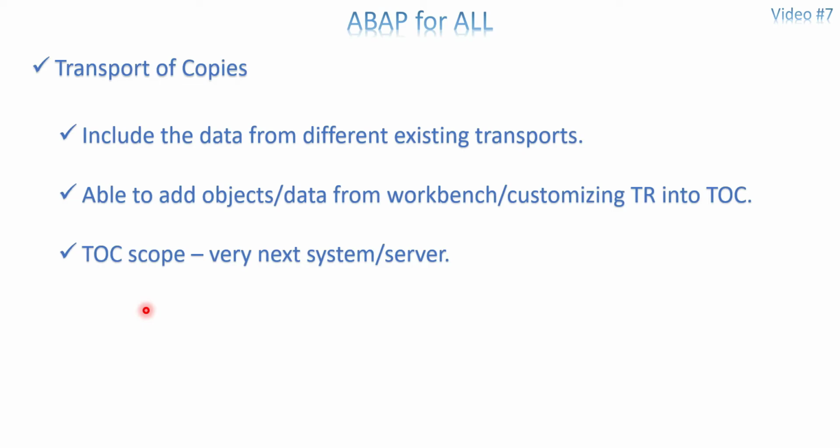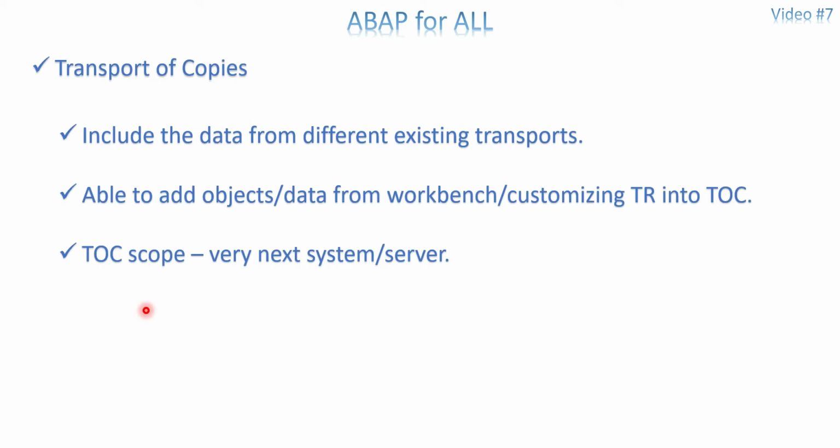So now what I can do is, instead of creating a workbench request, you can add program 3 from your existing transport to a transport of copies and just save. Then move it to quality. Once the transport of copies is moved to quality, it ends. It won't go to production, but the program gets modified.